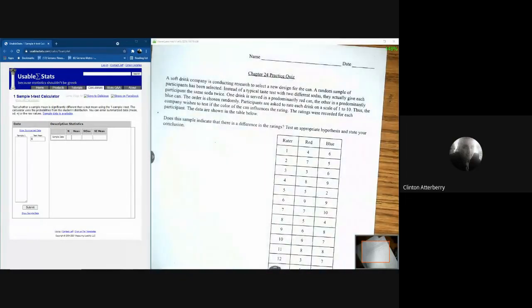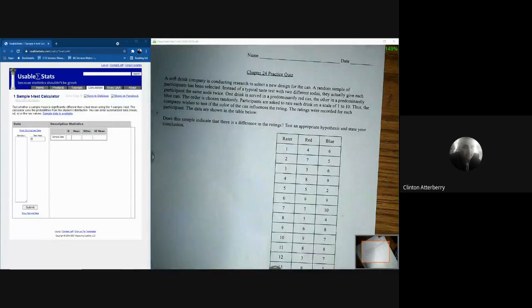Okay, so chapter 24 practice quiz. A soft drink company is conducting research to select a new design for the can. A random sample of participants has been selected. Instead of a typical taste test with the two different sodas, they actually give each participant the same soda twice. One drink is served in a predominantly red can, the other in a predominantly blue can.